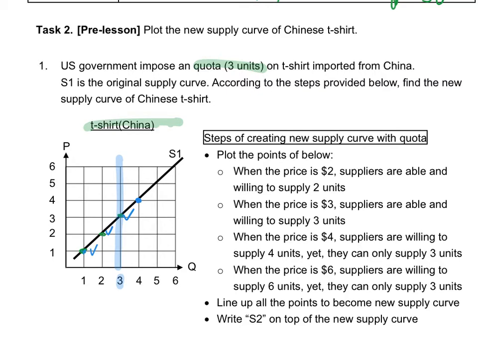But when the price is $4, the sellers want to sell 4 units, but it is not allowed. So how many units will the sellers sell? They will try to sell as much as they can, so they will stay here. Then at $5, they will sell here, and at $6, they will sell here. So we find that the new supply curve is just like this, for $1, $2, $3, $4, $5 and $6. And this is the new supply curve under the quota.